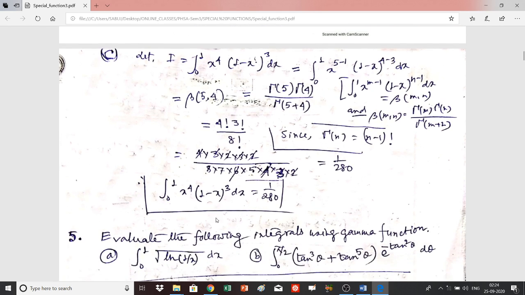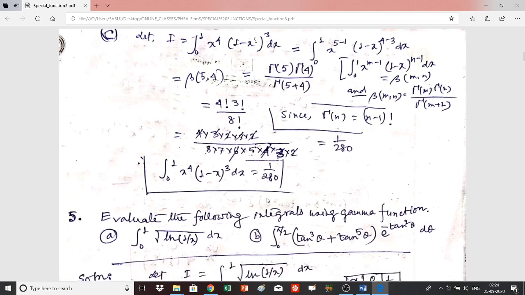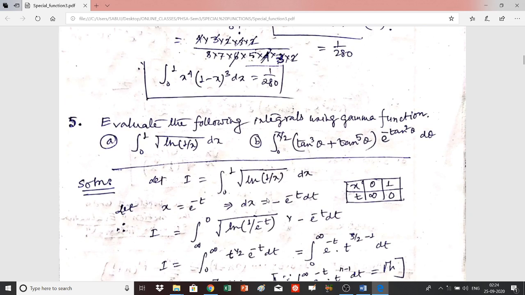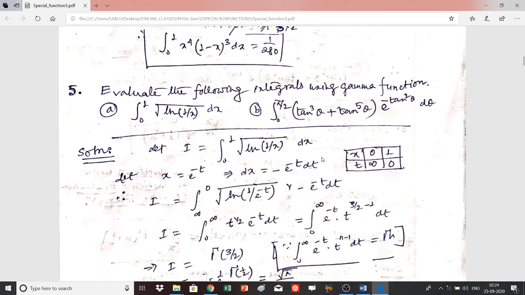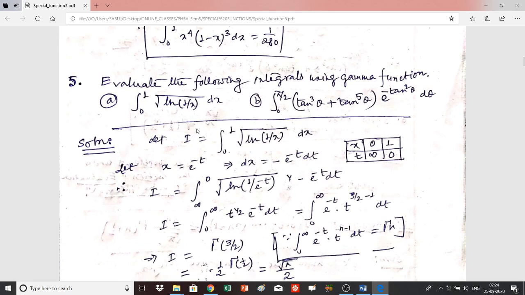So the integral from 0 to 1 of x to the power minus x whole cube dx is equal to 1 by 280. Now another problem: evaluate the following integrals using the gamma function. Number 1 is the integral from 0 to 1 of root over log 1 by x dx, and number 2 is the integral from 0 to pi by 2 of (tan theta cube plus tan theta to the power 5) into e to the power minus tan square theta d theta. Now come to the first one. Let I be equal to the integral from 0 to 1 of square root log 1 by x dx.